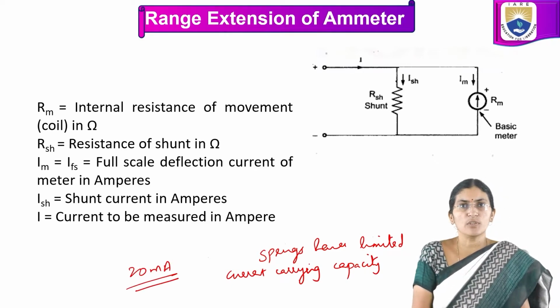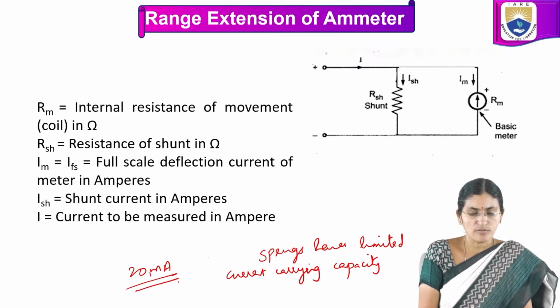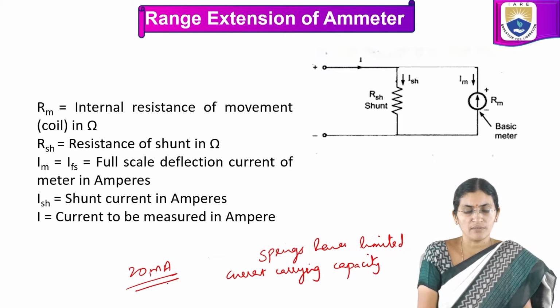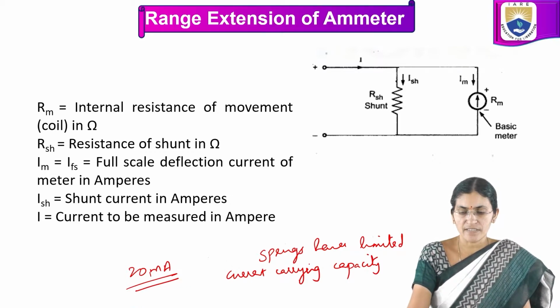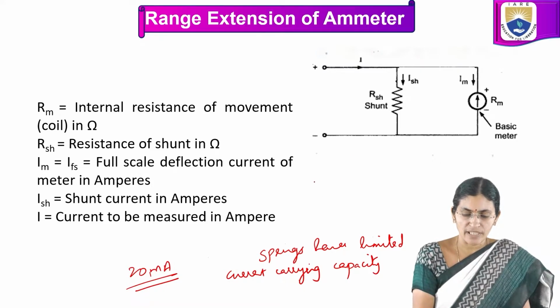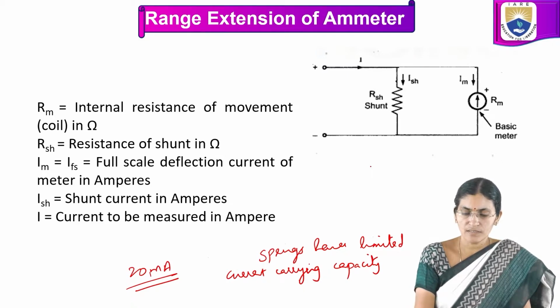Above that, if you want to measure the current, for current above 20 milliamperes, we have to connect a resistor as shown in the diagram here. This is called as shunt. It is connected in parallel with this PMMC instrument. For DC it is made up of manganese, and for AC it is made up of constantan.